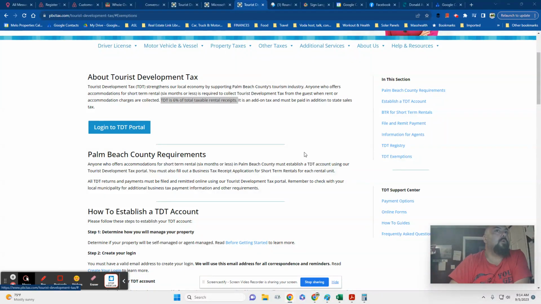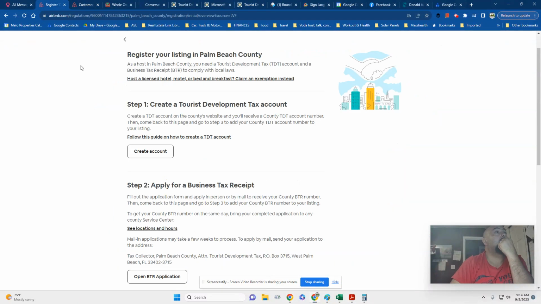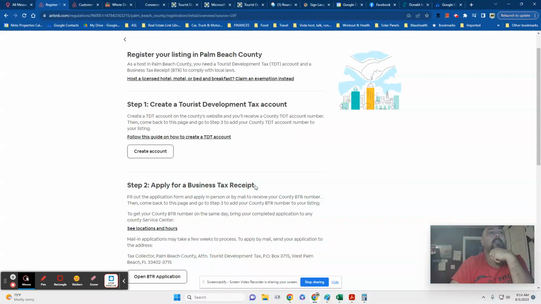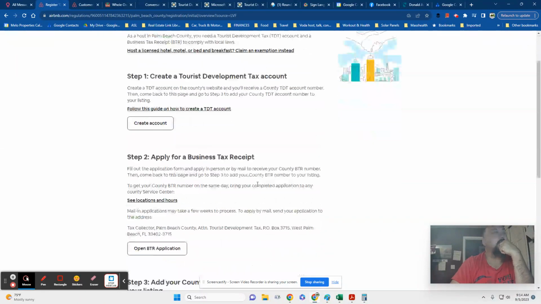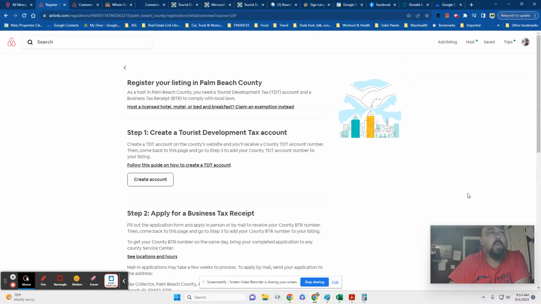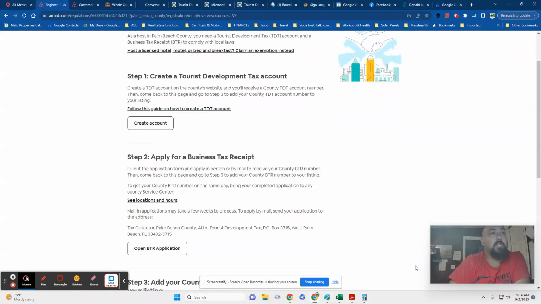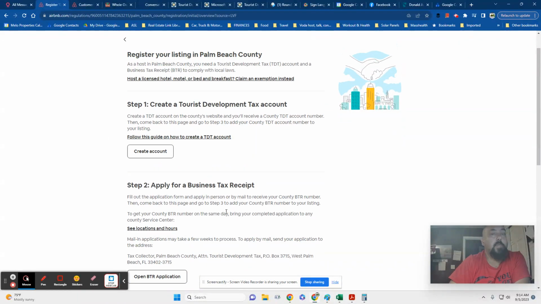All right, guys. So I'm working on getting this rental on Airbnb so that you guys can rent it for a few months out of the year. As I was doing that, towards the end of getting it all prepared on the listing, they came in with this at the end, which is new. I haven't seen this yet because the other places where we have our rentals, they're not forcing this onto Airbnb. So with West Palm Beach, you need to create a tourist development tax account.